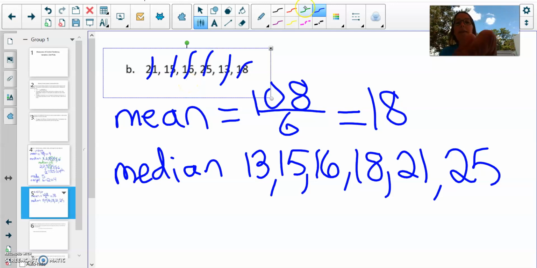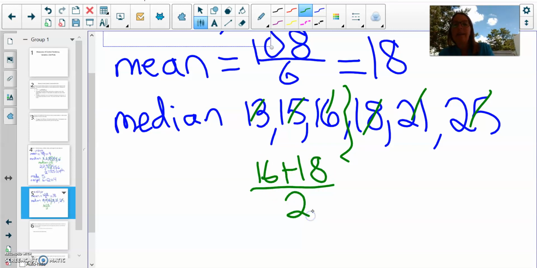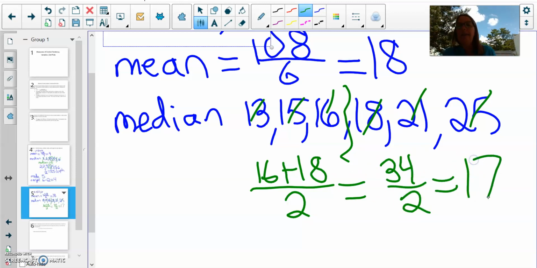So you can again do the counting in till you get to the center. But in this case, when I get to the center, it's between both 16 and 18. So when that happens, I have to find the mean of those. So I add 16 and 18 together and divide by 2. So I get 34 divided by 2. So my median is 17. So that's one method to find it.